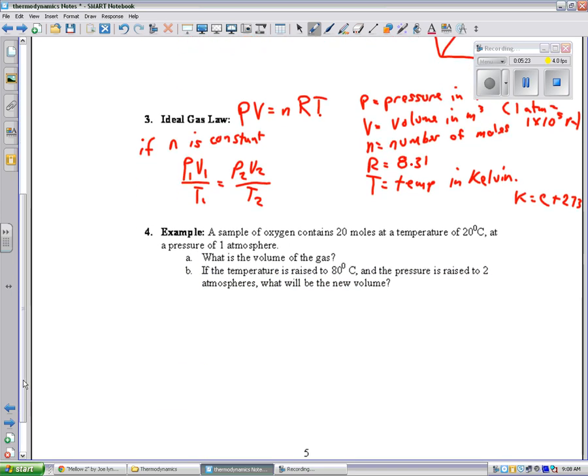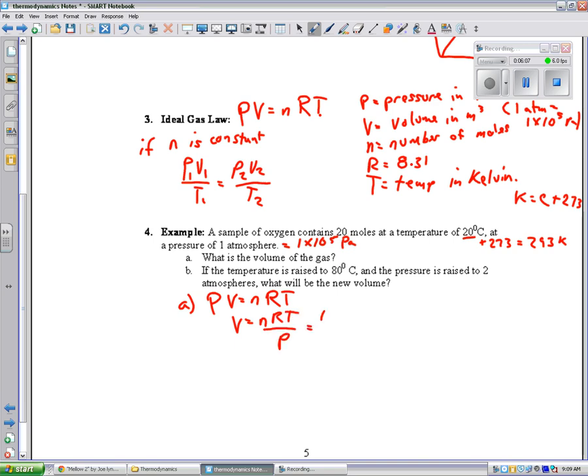Now, here's an example. We have a sample of oxygen with 20 moles at a temperature of 20 degrees Celsius and a pressure of 1 atmosphere. We want to know the volume of the gas. So I'm going to use PV equals nRT. I have to remember to convert. So 20 degrees Celsius plus 273 is 293 Kelvin. And a pressure of 1 atmosphere is 1 times 10 to the 5th pascals. Now I'm going to rearrange this. To get V by itself, I divide by the pressure. So V is nRT over P.